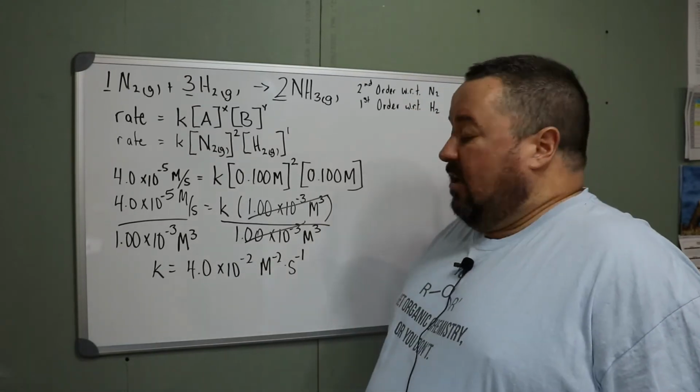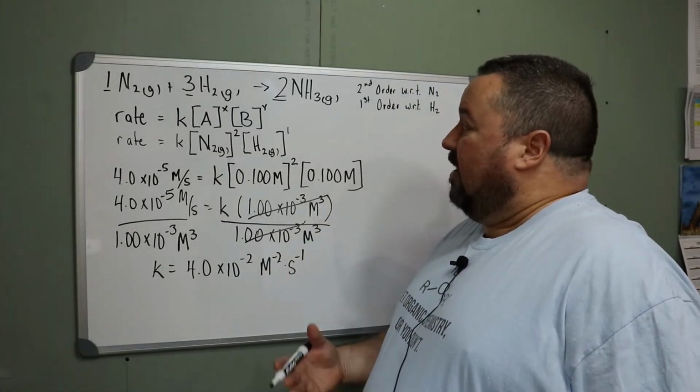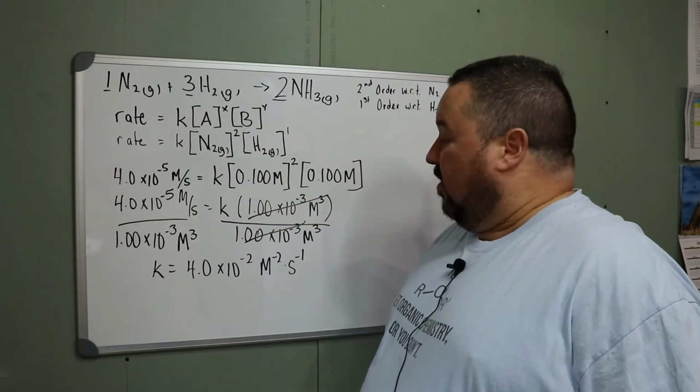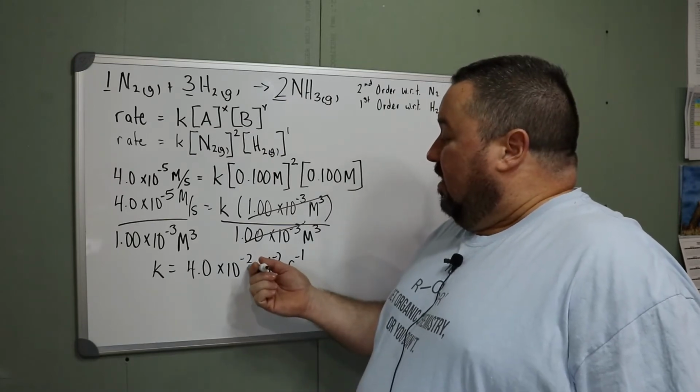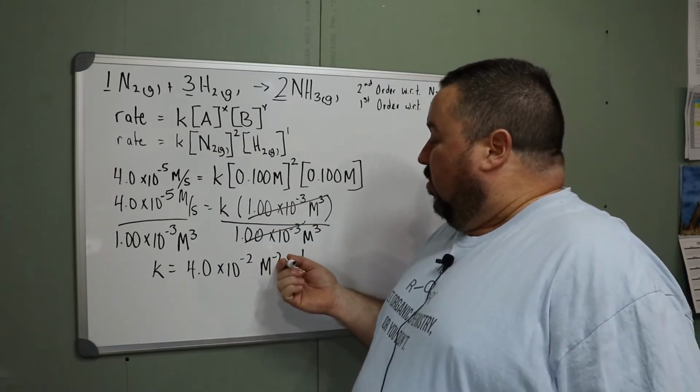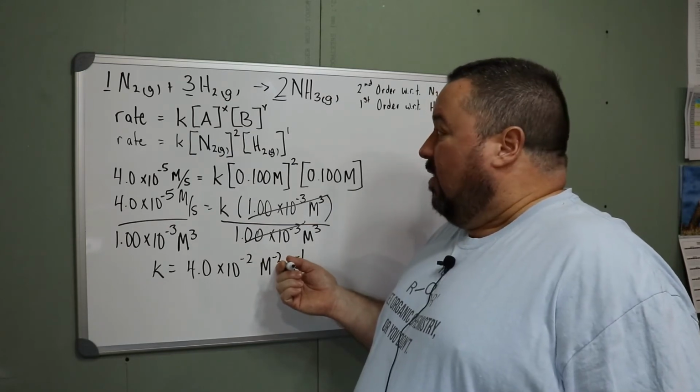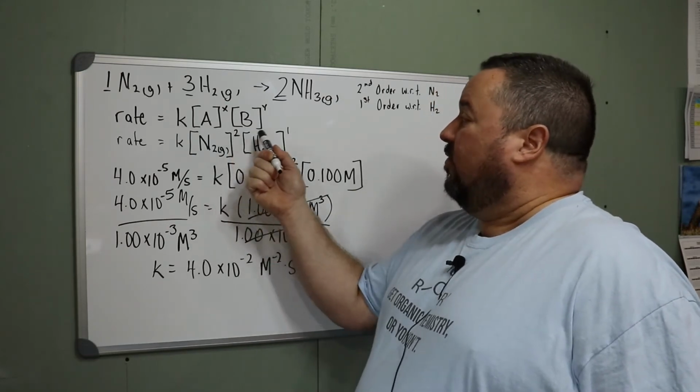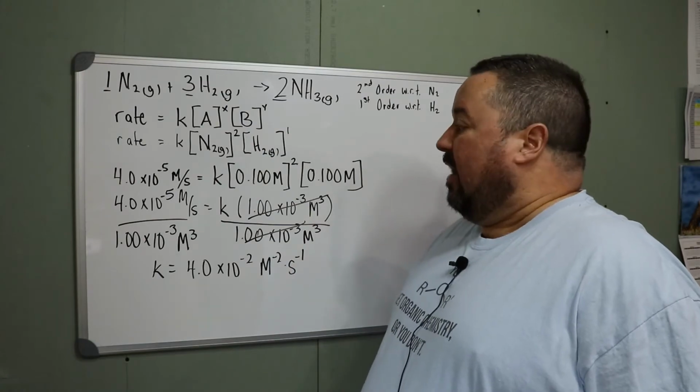So a little observation for you. It goes hand in hand with the next question, the overall order. The exponent on moles per liter in the unit of K will be one less than the overall order of the reaction.